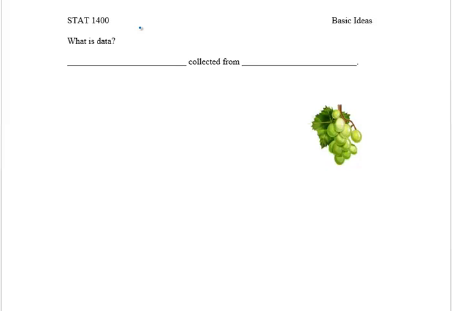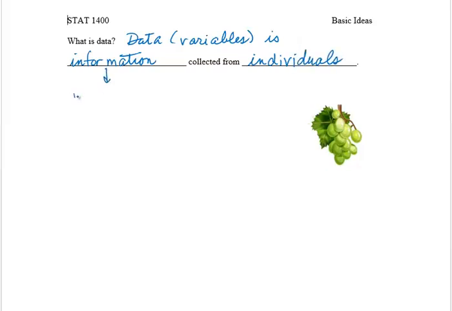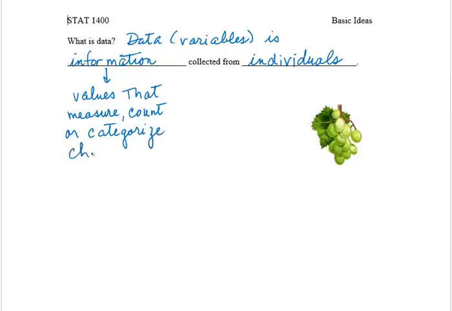So what is data? What do we mean when we say data? Well, when we talk about data, we sometimes call data variables, and you'll see why in a minute. We mean the information that we collect from individuals. So by information, we mean values that measure, count, or categorize characteristics of individuals.